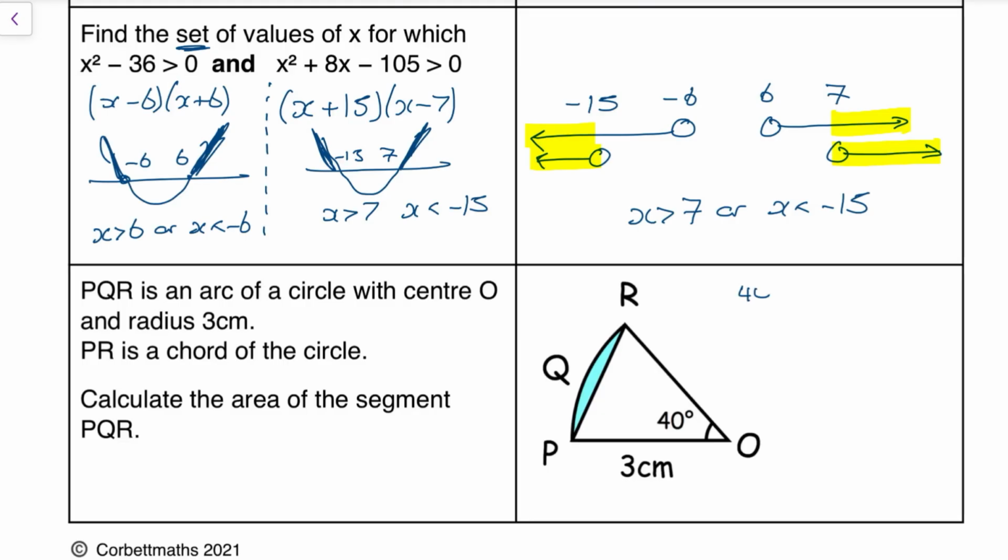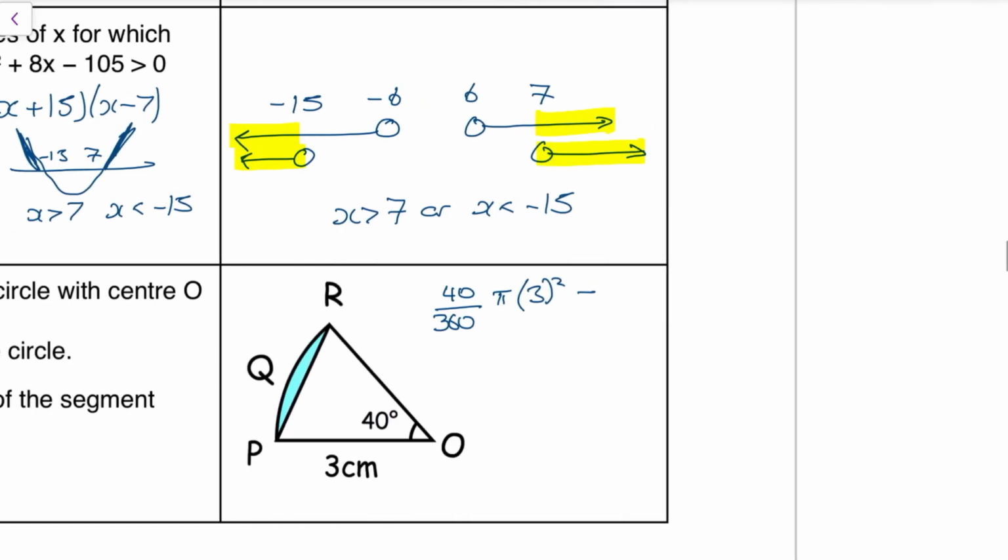So that's going to be 40 over 360 times pi times radius, which is 3 squared. And I'm going to take away the area of the triangle, which is a half, AB, which is 3 times 3, sine of the angle in between, which is 40. Now I could just put this whole thing on my calculator, but let's do the steps in between. So if I work out this one here, actually strangely that works out to be exactly pi. And if I work out this one here, that's 2.89 something, something, something.